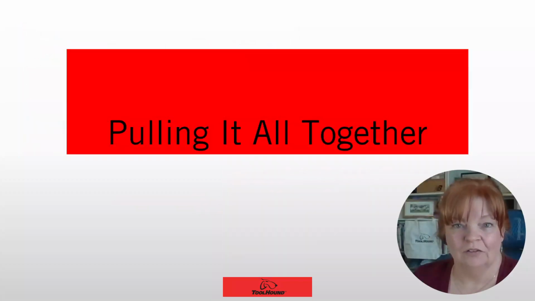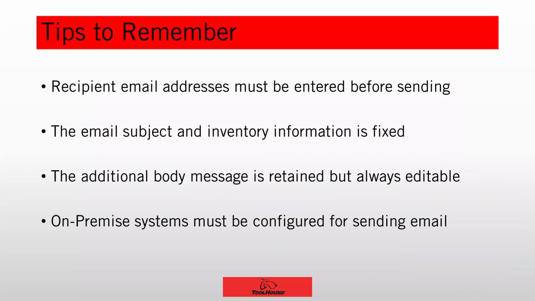Let's recap what we've covered. The issued assets email isn't going to go anywhere if there are no recipient email addresses, so be sure to enter them before sending. Also make sure notifications aren't going into your junk folder. They will have the same from address as all other notifications coming from your ToolHound database. The email subject and the inventory information columns are fixed in the email. Additional body message is retained, but it's always editable from one send to the next. And for on-premise systems, make sure your system is configured for sending email.